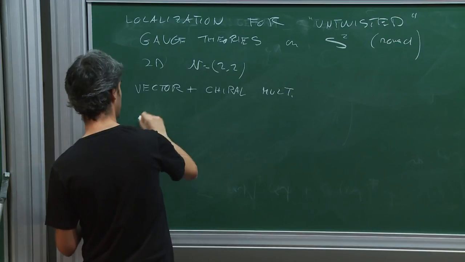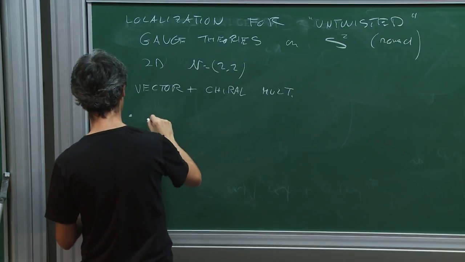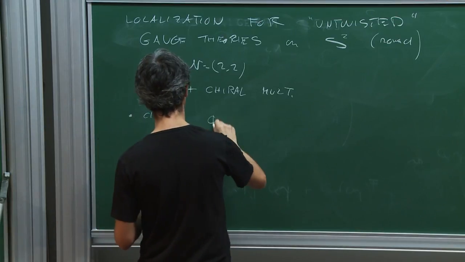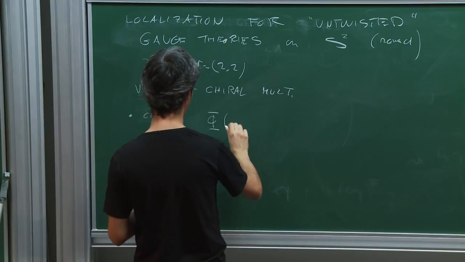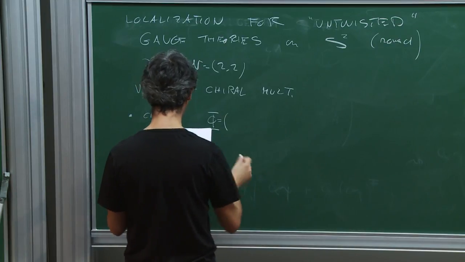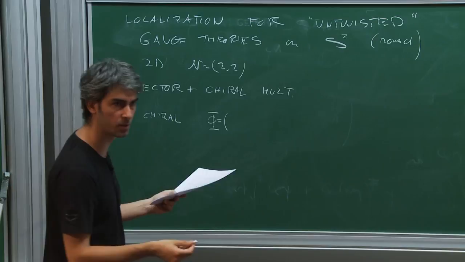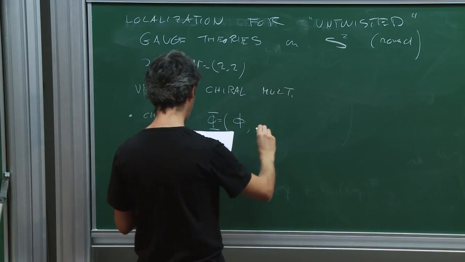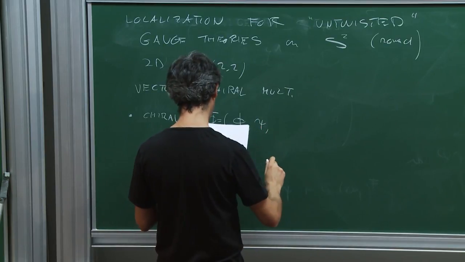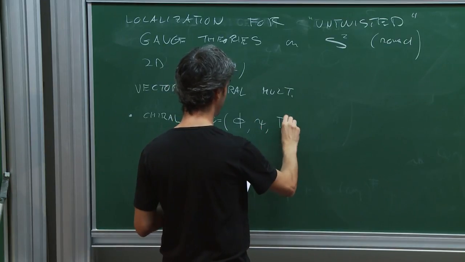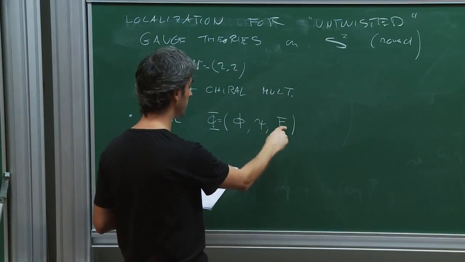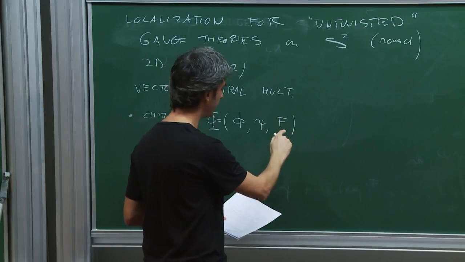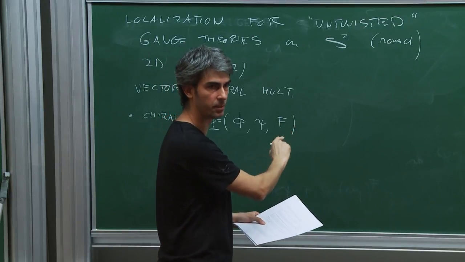So let me just say very simple things. In the chiral multiplet, just to set up the notation, we call it phi. What fields do we have? We will not use superspace, we'll just work in components. In this multiplet, there is a complex scalar, there is a two-component complex fermion, and then there is a complex auxiliary field that I will call F. I will also use F for the field strength, but the field strength will have 2 indices, so hopefully there will not be confusion.